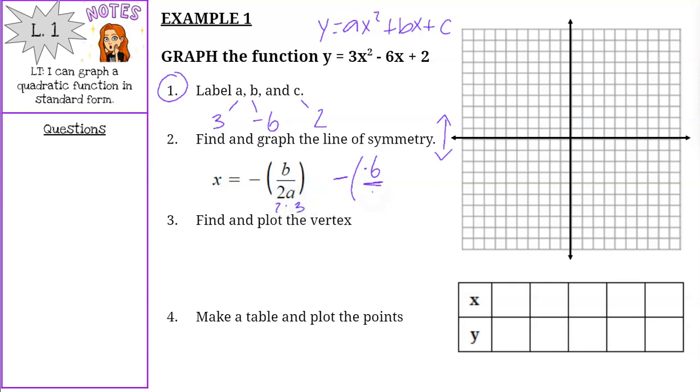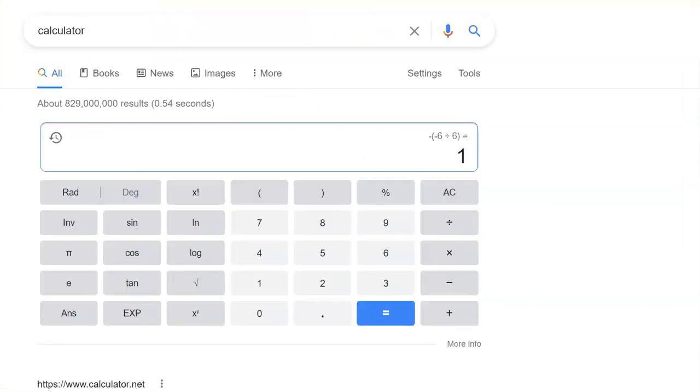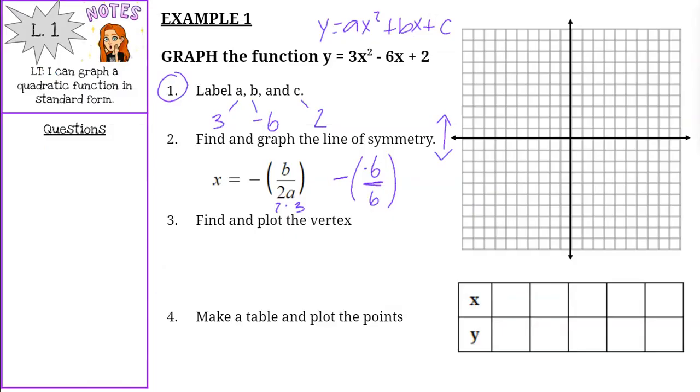2 times 3 is 6, so I can put 6 on the bottom here. Now we can use order of operations: negative 6 divided by 6 is negative 1, and take the opposite of that, which is positive 1. Or if we need, we can always use our calculator and type in the opposite of negative 6 divided by 6 equals 1, either option. So our line of symmetry is x equals 1.